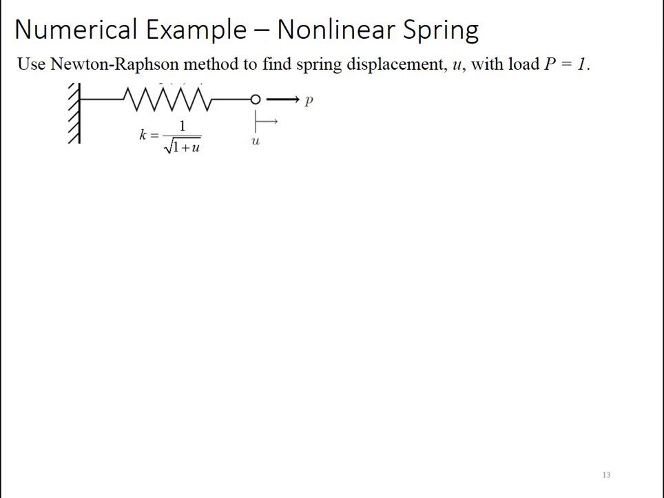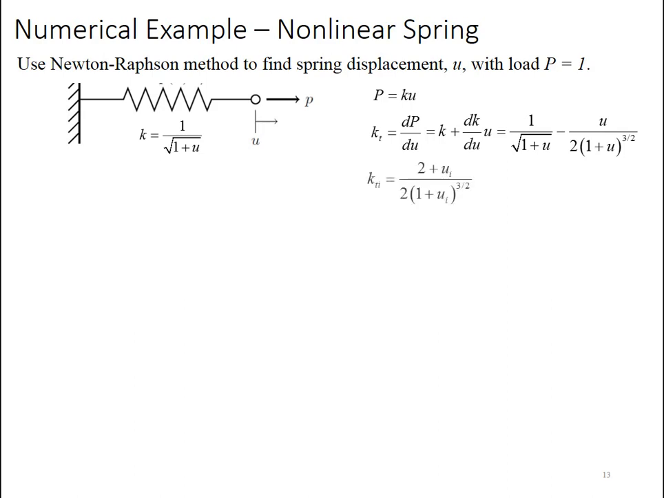Let's wrap up this video by going through a numerical example with a nonlinear spring. I'm going to use the Newton-Raphson method to find the displacement of this system, U, with a load applied of P equal to 1. We know that P is equal to K times U, so therefore we can calculate the tangent stiffness. It's equal to the derivative of P with respect to U, and I use the chain rule to find that that's equal to the secant stiffness K plus dK/dU times U, or in this case it becomes that function of U. I combine that together and I get an expression for my tangent stiffness for any iteration, for any displacement estimate U_i.